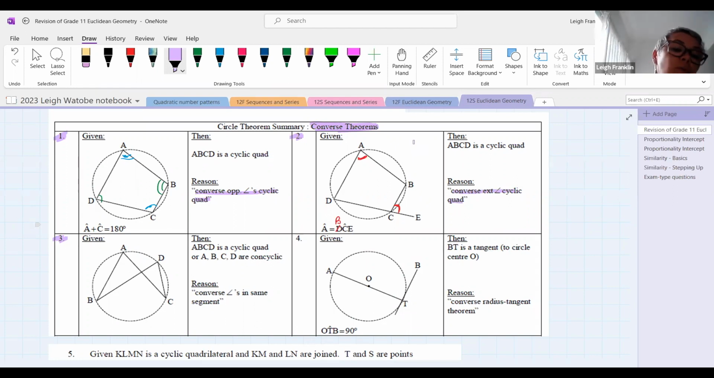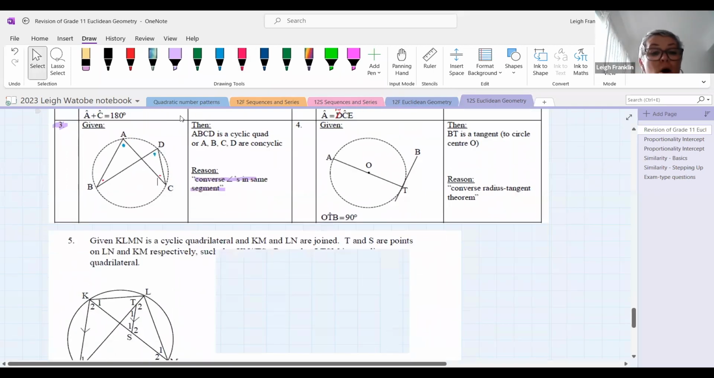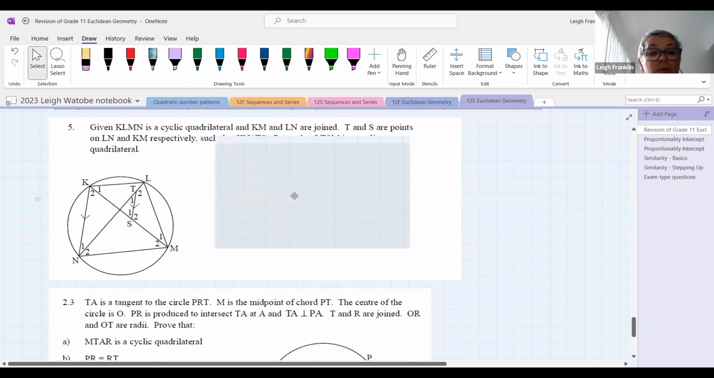The last way that I'm able to prove that a quad is cyclic is to use converse angles in the same segment. In other words, if I'm able to prove that angle A equals angle D, or that angle B equals angle C, then I can prove that ABCD is cyclic, or that A, B, D, C are concyclic points. I just want to show this to you. Here's an example of how we would do this.